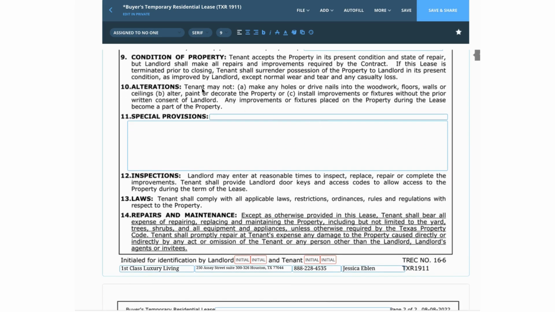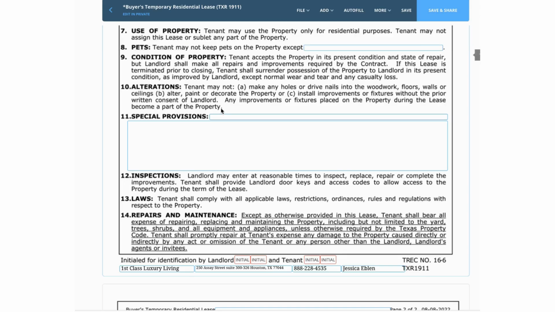Alterations: tenant may not make any holes, drive nails, or do woodwork on wood floors or ceilings. They can't do any alteration, painting, decoration, or install improvements or fixtures without prior written consent of the landlord. Any improvements or fixtures placed on the property during the lease become part of the property, okay?